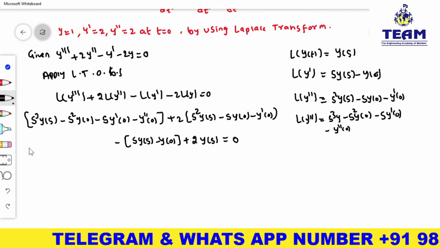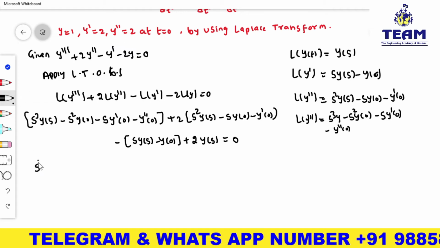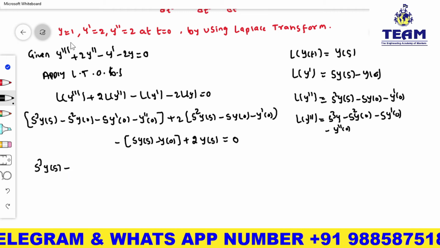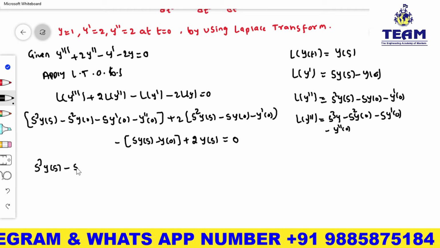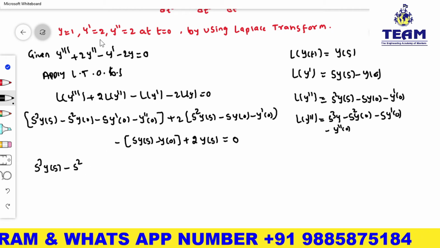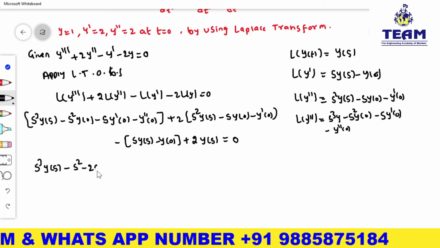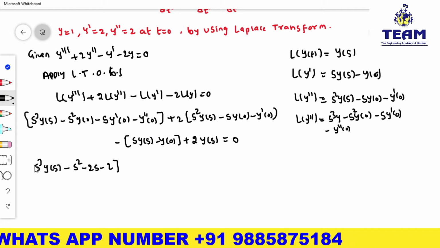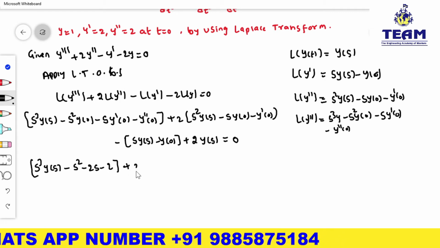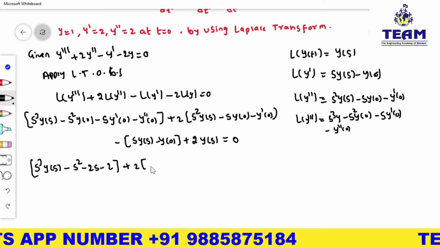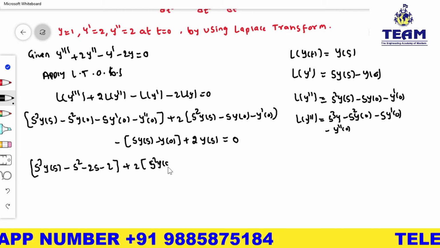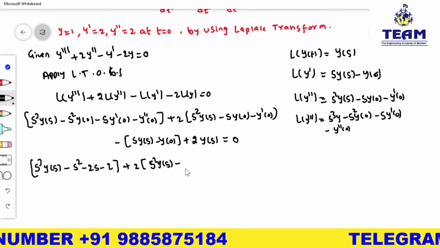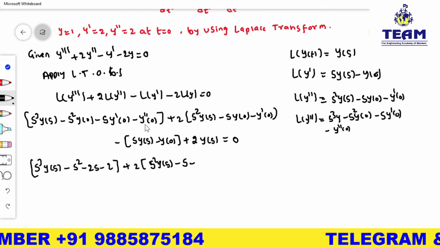Now if you use these conditions, then you have s cube into Y of s minus, y of 0 is how much? 1. So 1 into s square is s square. y dash of 0 is how much? 2. So minus 2s. y double dash of 0 means 2. Close the bracket for this. Next, plus 2 into s square into Y of s minus s into y of 0, which is 1, so 1 into s is s, minus y dash of 0, how much is that?